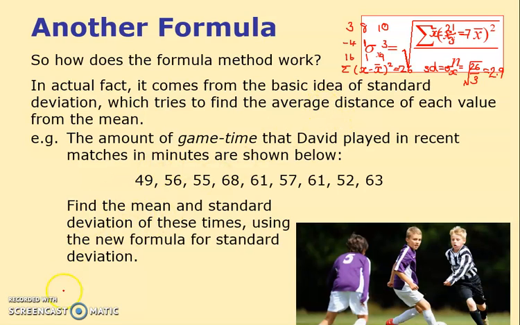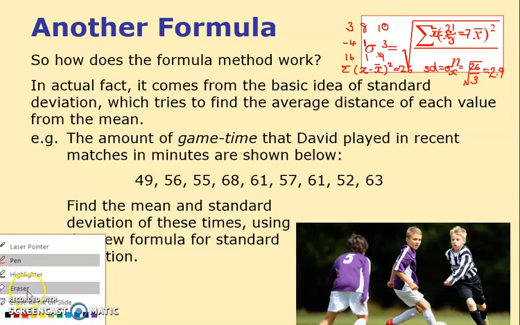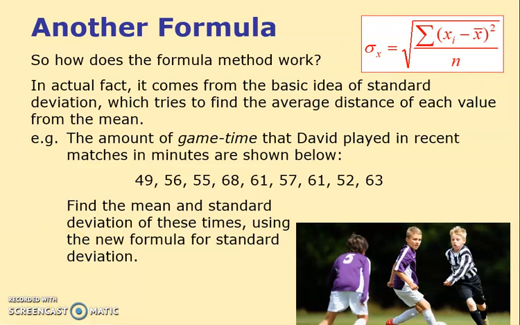Let me just clear away all that rubbish I've written down, because what I want to do now is perhaps to practice this again. So this is my formula that I'm going to be using. This is like an alternative formula. So if I add up all those numbers, I'm just going to quickly do it on my calculator. So 49, turn it on, always helps. 49 plus 56 plus 55 plus 68 plus 61 plus 57 plus 61 plus 52 plus 63. I get 522. Now how many of them are there?